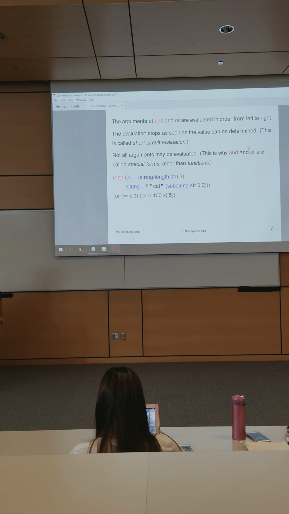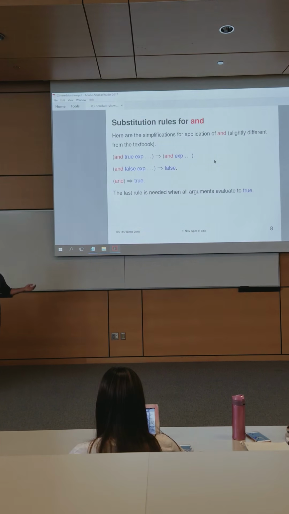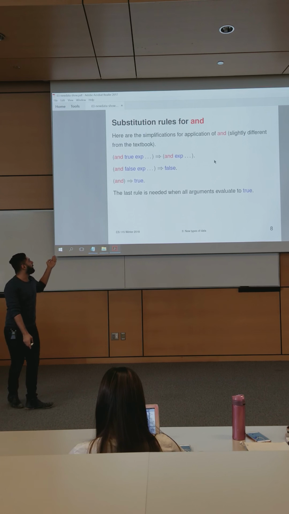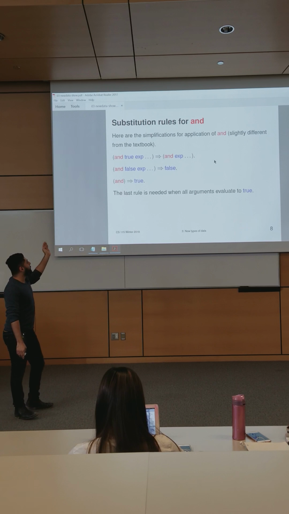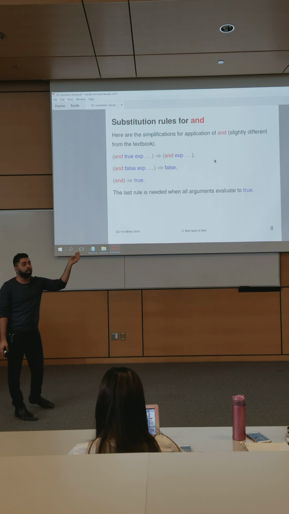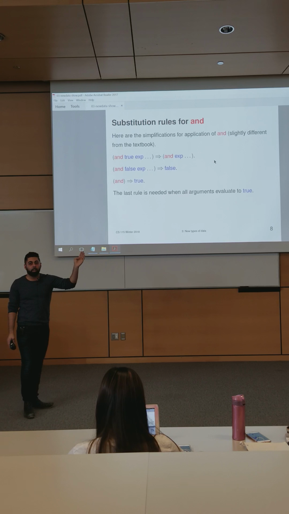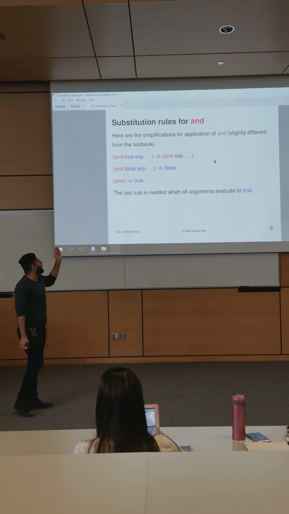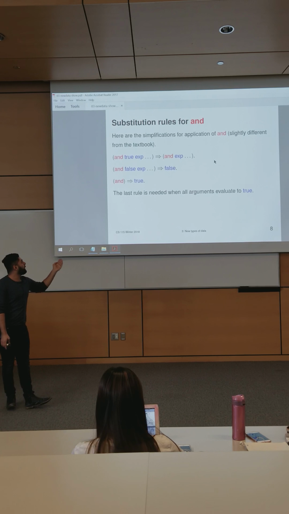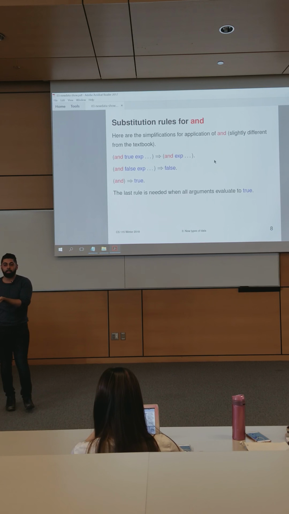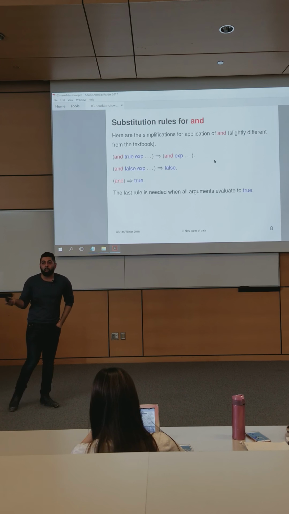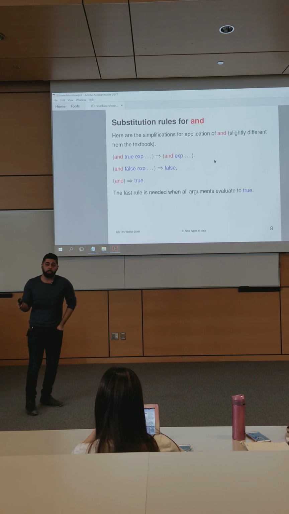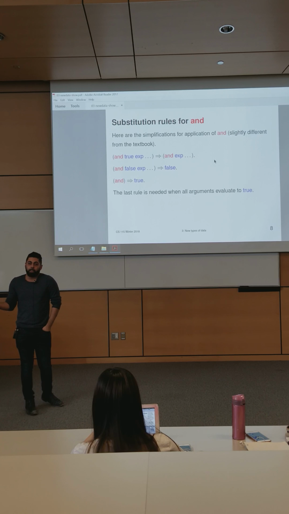Okay? And this was expressed in this slide over here, where we saw if we see an AND true followed by some expression, we go into that expression. If we see an AND false followed by some expression, that just returns false. Does that make sense? It doesn't care about what's afterwards. It looks at the first one. If it's false, it just stops. But if it's true, then it looks at the other ones.